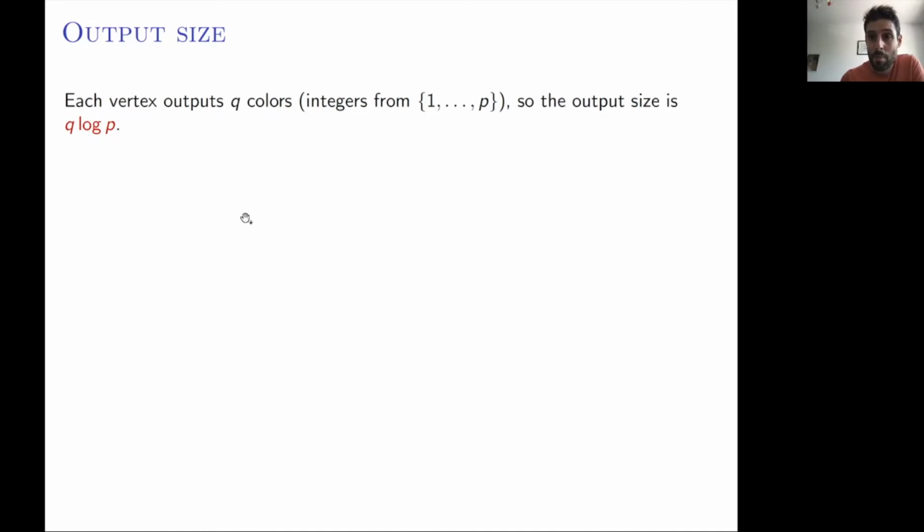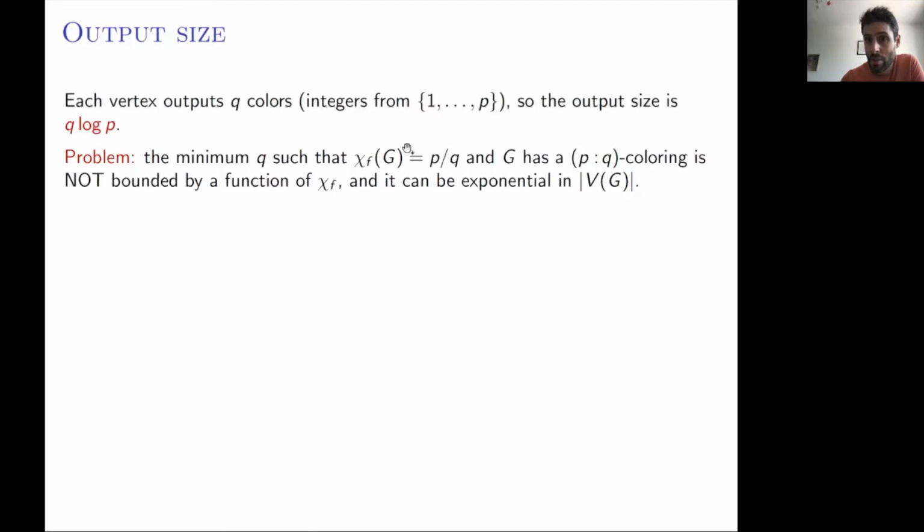But the problem is that p and q can be very large, much larger than the fractional chromatic number that you have. There are examples where the smallest p and q such that the fractional chromatic number is equal to p over q are unbounded by a function of the fractional chromatic number. Okay, so this is a problem. And even if you don't bound p and q as a function of the fractional chromatic number, but of the number of vertices, there are examples where p and q have to be exponential in the number of vertices. And it's a bit annoying.